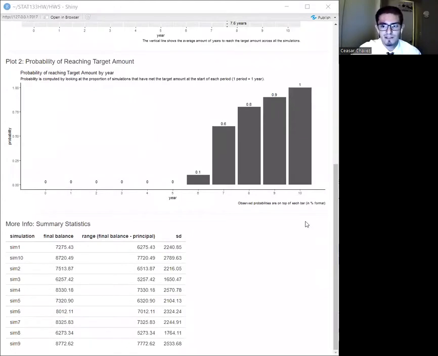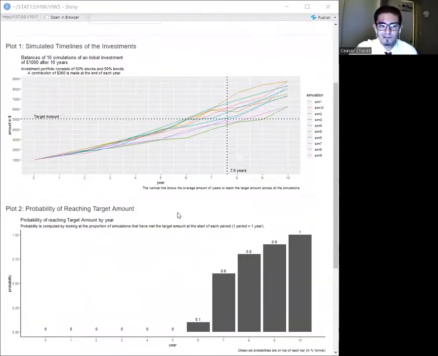And last but not least, we have a summary statistics table, which has final balance, range, which is final balance minus your principal, and SD. SD being chosen here just because I think it is the biggest sign of volatility. And since we're working with stocks here, or you might be working a lot with stocks here, I think it's interesting to see how volatile stocks can really be.